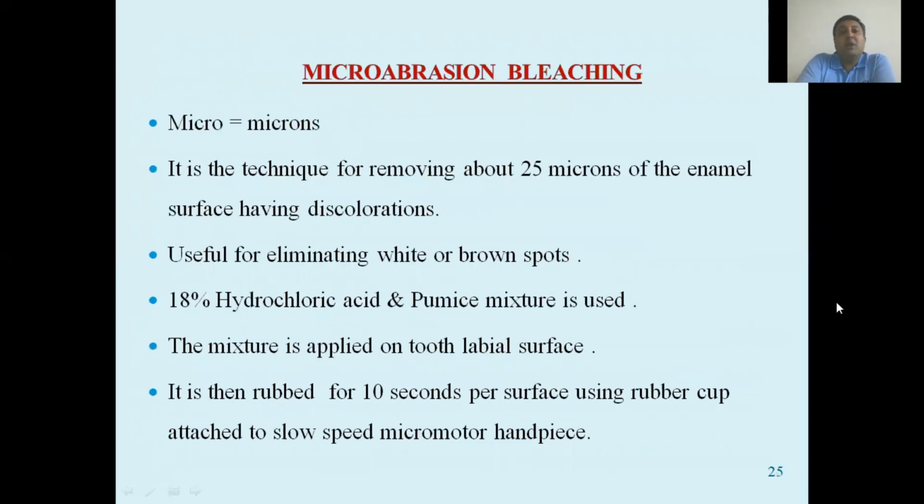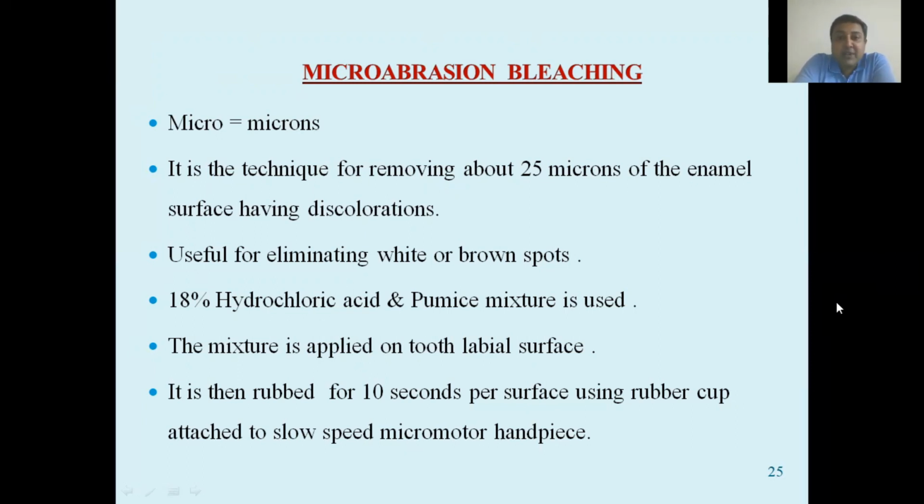Next, we come to the microabrasion bleaching technique. It is done in vital tooth. Here the name suggests microabrasion. Micro means microns. So in this technique we are removing 25 microns thickness of the enamel surface which has a discoloration on it. It is useful for elimination of white or brown spots or stains.